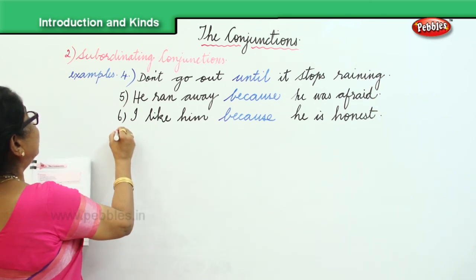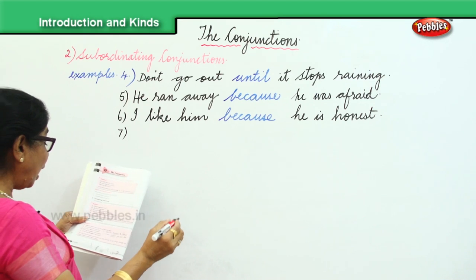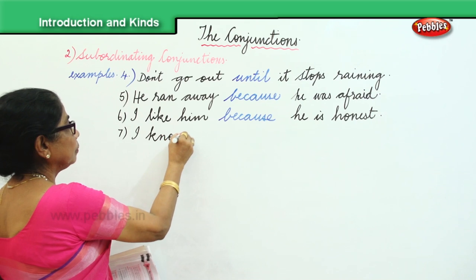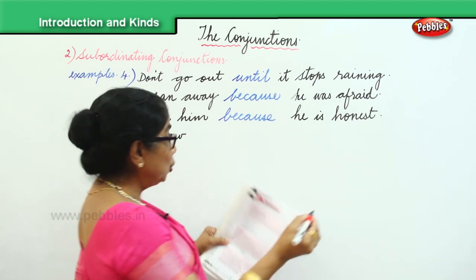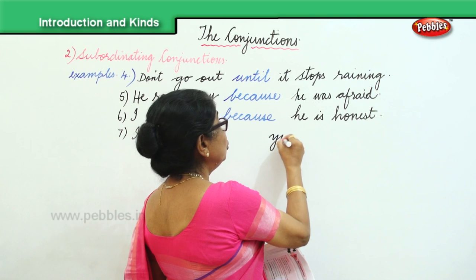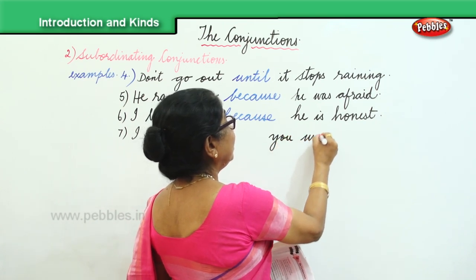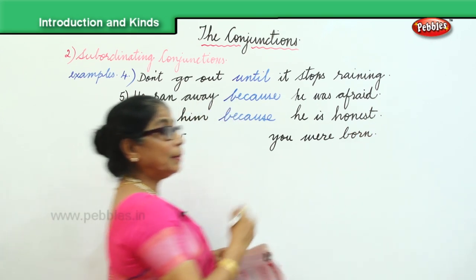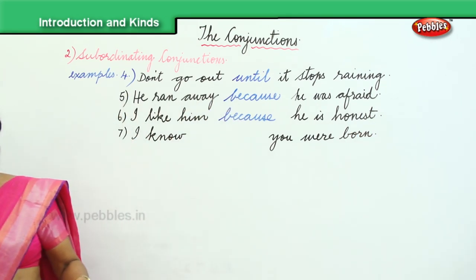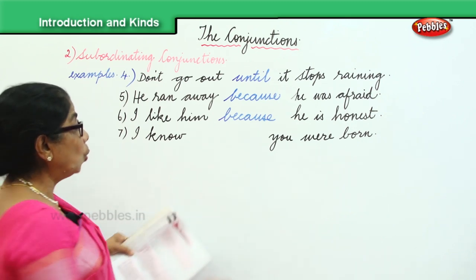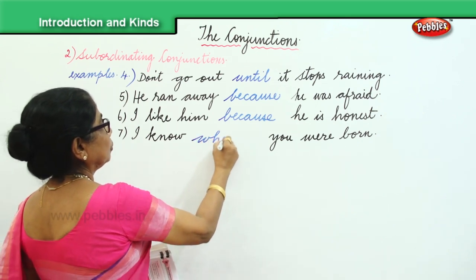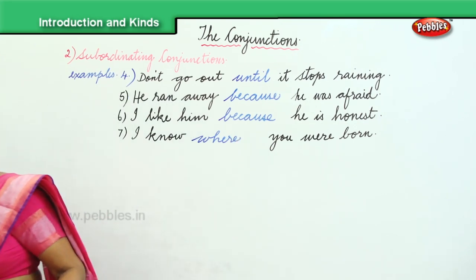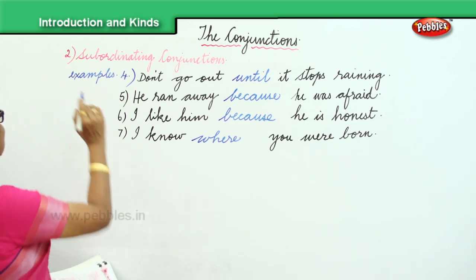And then one more example for you. I know where you were born. You were born. I am knowing something and knowing where the person was born. I know where. So this is a subordinating conjunction. And as I told you, that's the second one.